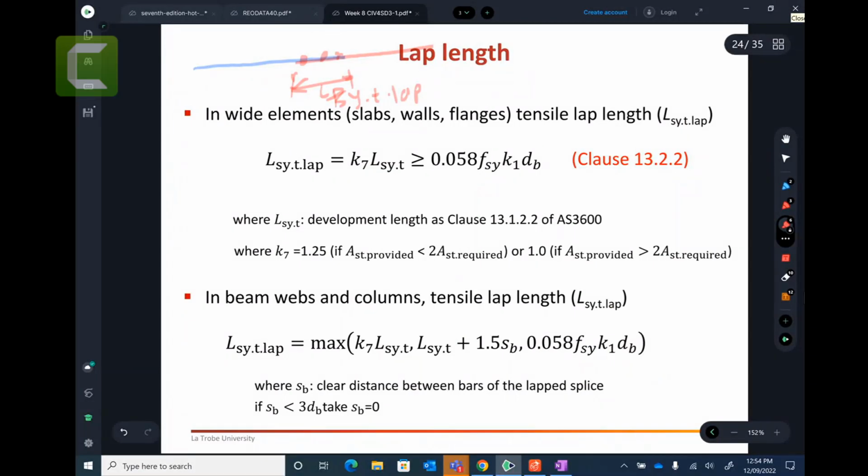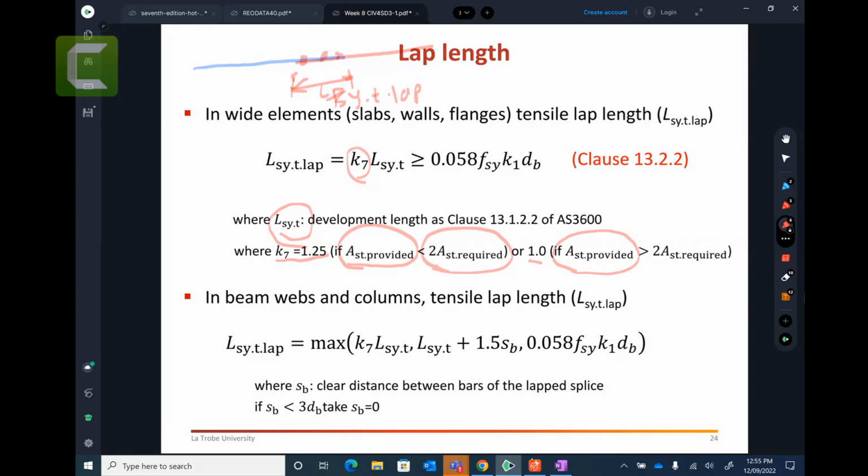So lap length Ly development length on clause 13.1.2. We can calculate the development length and we just multiply by K7. Now K7 is 1.25 if your Ast provided is less than 2 times the required one, or you can use K7 equal to 1 if your Ast provided is greater than 2 Ast required, right?